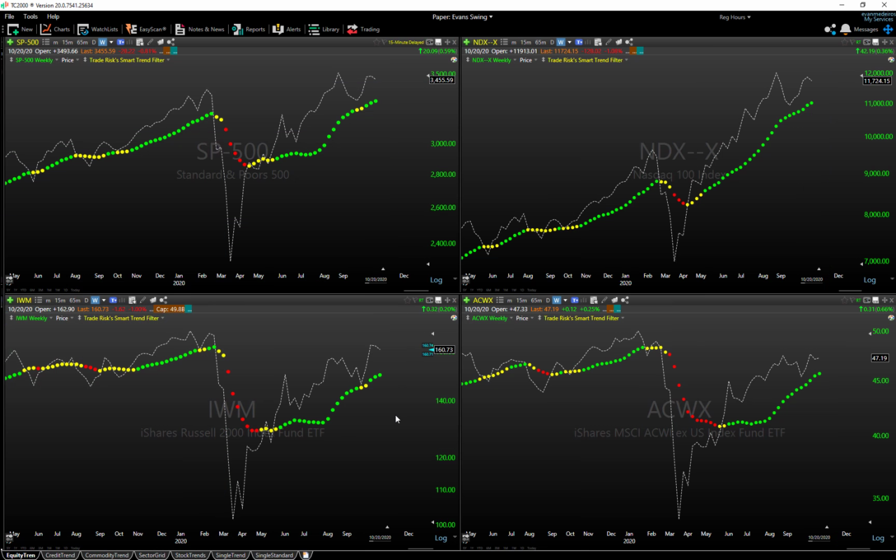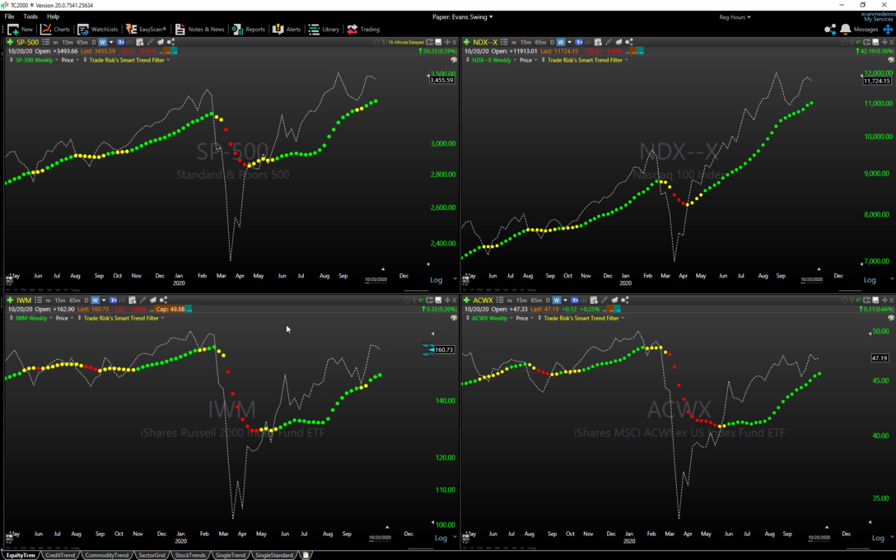So let's take a look at some charts now. Let's jump into the action here. We've got TC2000 open. This is our equity market grid. Price itself is the white dashed lines on these charts. And we're looking at a custom smart trend filter that we've developed to measure price volume, trend strength, which are the colored dots. You can learn more about that at the link in the top right of your screen now.